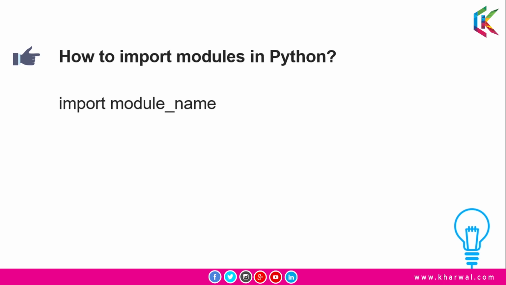This does not enter the names of the functions defined in the module directly in the current symbol table. It only enters the module name here. And using the module name, we can access the function using the dot operator. So let's go ahead and we'll discuss how to create modules in Python.